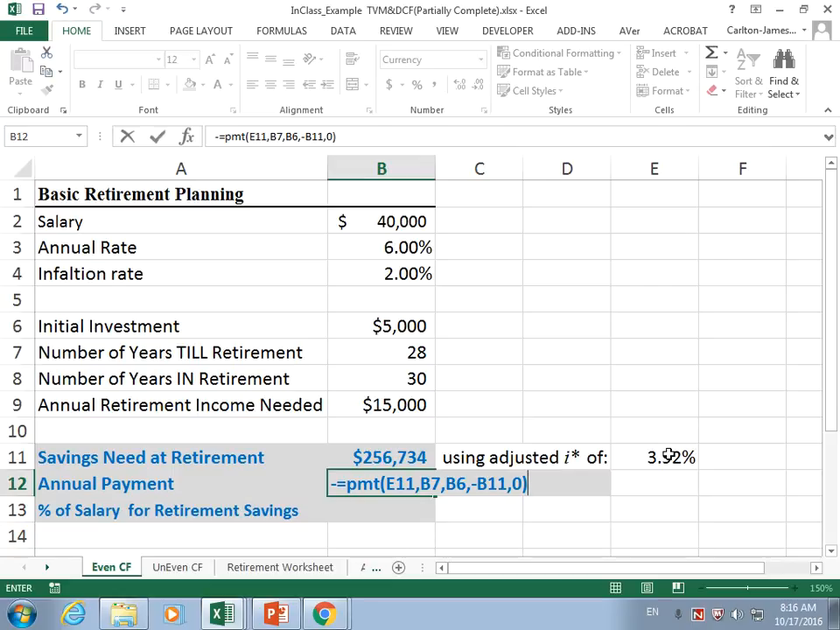What have I done wrong? I shouldn't be using this as my interest rate right now. This annuity is not growing, so I should just have this in there. What's going into your savings account is earning 6%, and that's it. It's not growing.